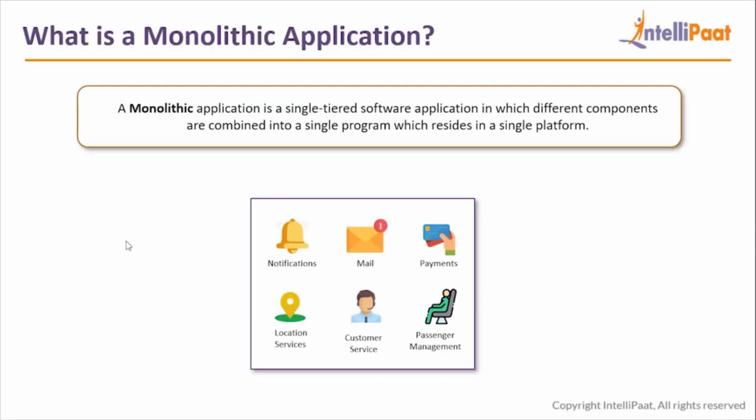So first, let's understand what is a monolithic application. So guys, a monolithic application is an application which has everything inside one particular program, right? For example, let us take the scenario of an Uber app. So our Uber app has things like notification, we have things like mail, payments, location services, customer service, and passenger management. This is there inside one app, right? You can see all of these things inside one app.